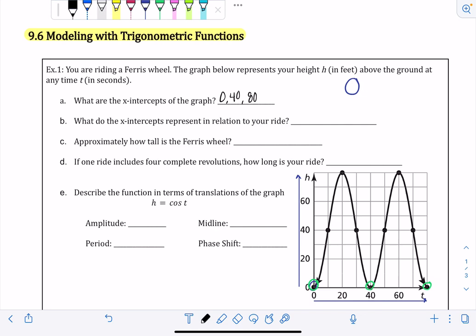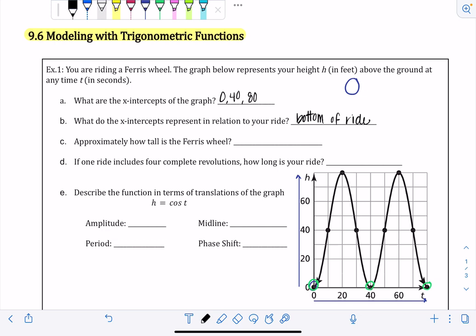And then B, what do the x-intercepts represent in relation to your ride? We just talked about how the graph is showing us rotating around this circle. So the x-intercept is when we're at a height of 0, so that's when we're at the bottom of the ride. Think like when you first get on the Ferris wheel. So x-intercepts represent the bottom of the ride.